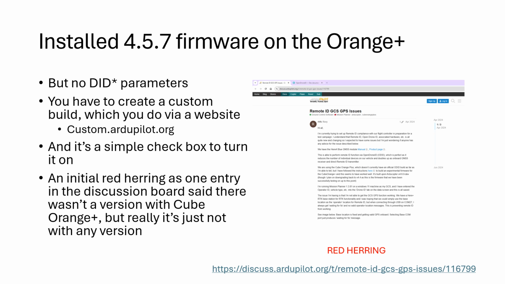The remote ID for the HERE 4 and for the Cube ID is not intended to be a broadcast module. It is intended to be a standard remote ID, which means that it's integrated when the drone is built and it stays put and it never changes and it's locked in place. So to get it installed, you have to build a custom firmware.